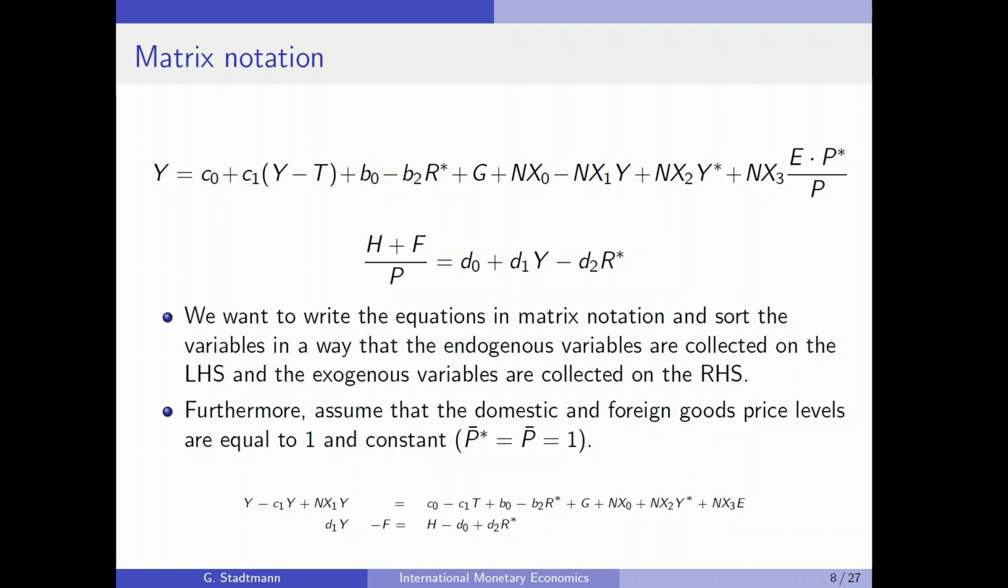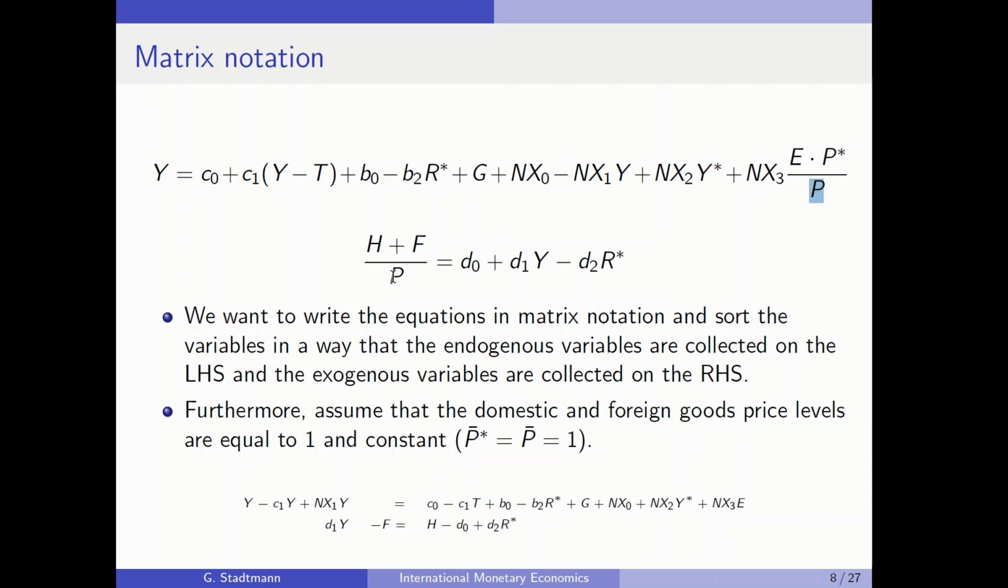In the first step, we assume that P star and P are normalized to 1. Then, of course, the real exchange rate term in the first equation will look much simpler. So P is equal to 1, P star is equal to 1, and we end up with NX3e on the right-hand side. Furthermore, we are normalizing this P to 1, so that P disappears from the left-hand side of the money market equilibrium condition.